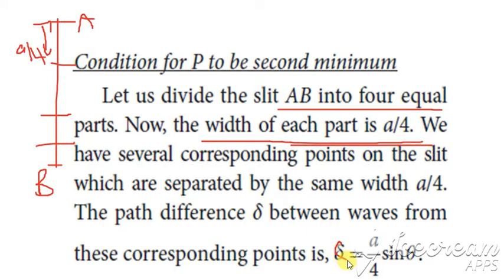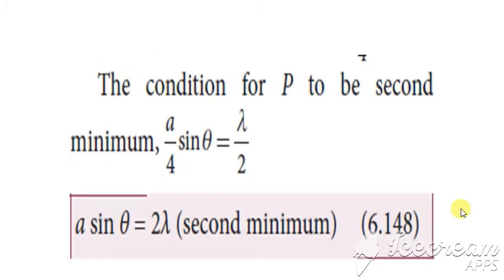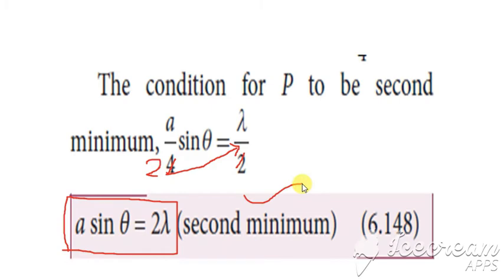And so the difference is what? Del is equal to A by 4 into sine theta. Before this we had A by 2 into sine theta, and so here we are having A by 4 into sine theta. But what is the condition for minimum? That is the same, which is lambda by 2. Okay, so instead of del, if you substitute lambda by 2, we get A by 4 sine theta, which is equal to lambda divided by 2. Yes, now on both sides the 2 gets cancelled, and so the 4 goes here, and so we get A sine theta, which is equal to 2 lambda. This is the condition for the second minimum.